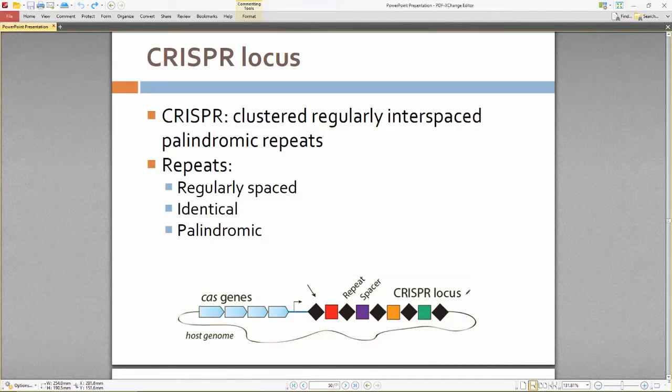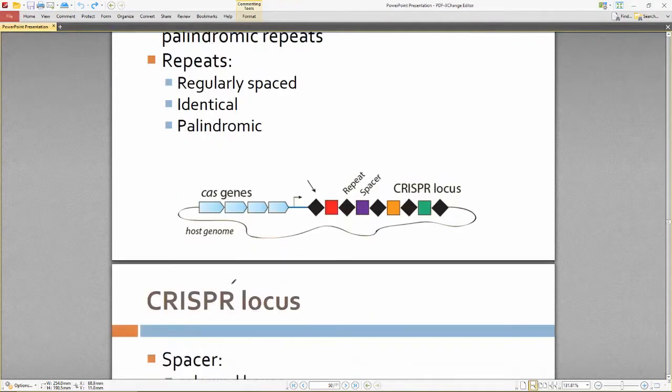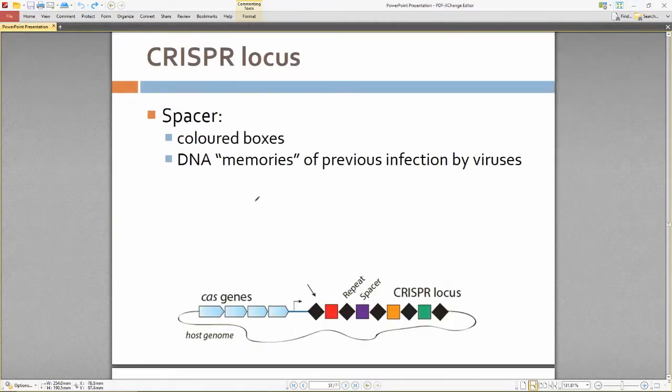So if you had the host genome and this specific area we're looking at, the CRISPR locus is here, and these clustered regularly interspaced palindromic repeats are these black things. Spacers are not the repeats, but spacers are also really important. The spacers in this diagram are the colored boxes, and they're basically DNA memories of previous infection by viruses.